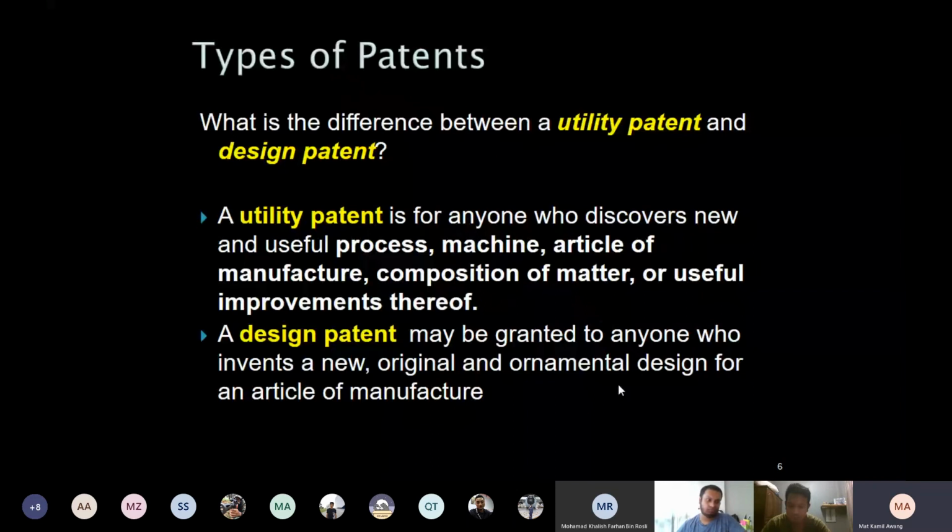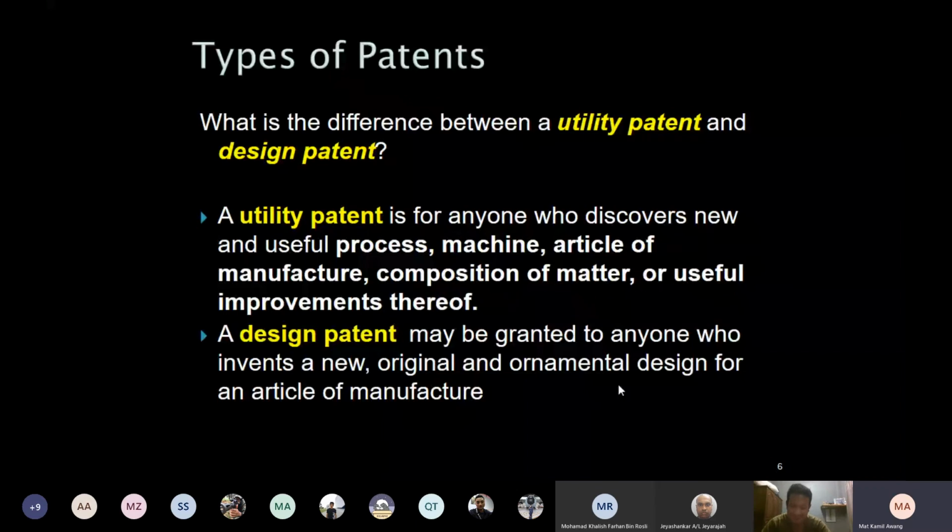A design patent may be granted to anyone who invents a new, original, and ornamental design for an article of manufacture. So a design patent is an invention. A utility patent is not necessarily an invention, but a useful improvement thereof.